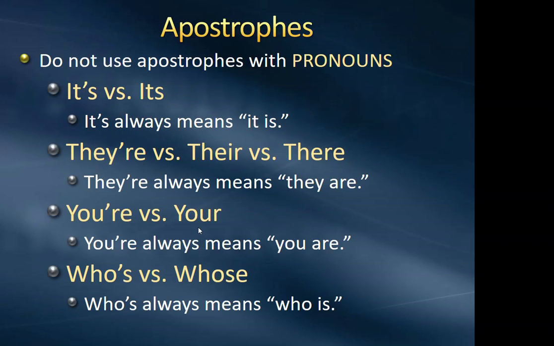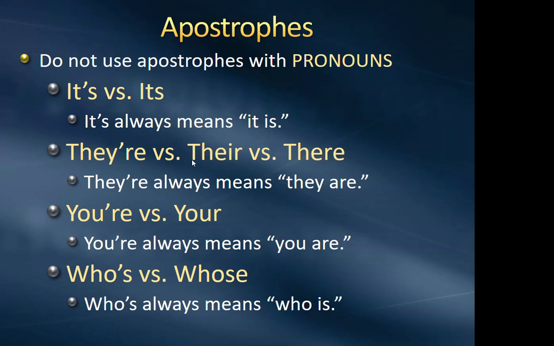All right, let's talk some more about apostrophes. These are some common mistakes that people make. You do not use apostrophes with pronouns, which is kind of hard because you're used to showing possessive form with apostrophes when it's a noun, but when it's a pronoun, you don't do it. So it's versus its. It's with an apostrophe always means it is. It never is the possessive form of it. So it always means it is. You got to replace the it's with it is and see if that makes sense. If it doesn't, that's not the correct form.